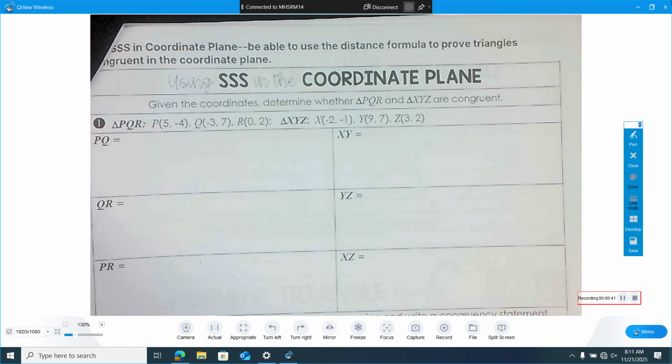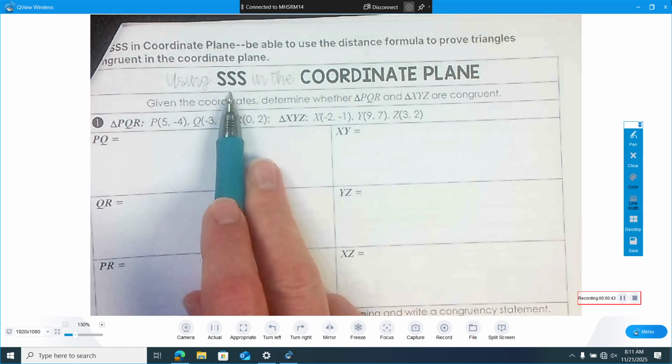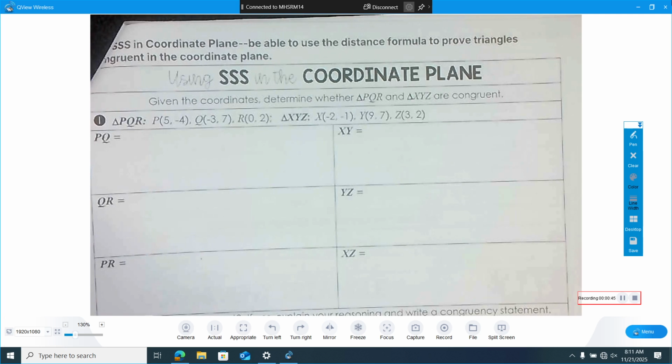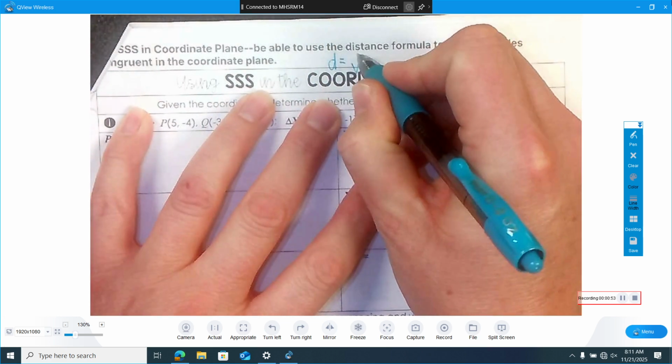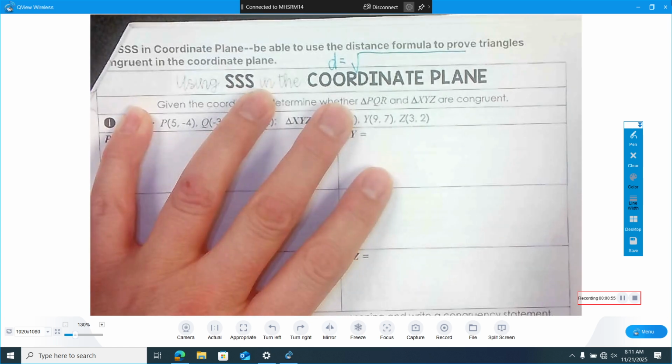And we want to see if all three pairs of sides happen to be the same length, okay? Well, guess what? We're going to use the distance formula. All right. For all the money in the world, do you remember the distance formula? Big giant square root.